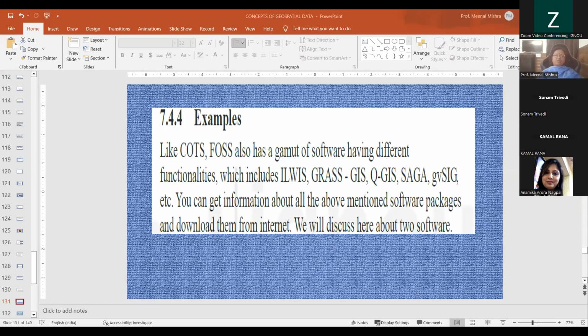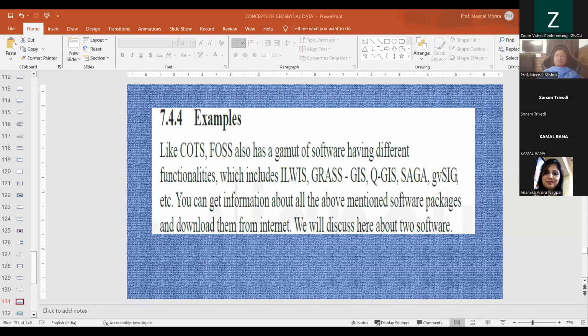Next, we have GRASS. You will be using GRASS also in your exercises. The full form of GRASS is Geographic Resources Analysis Support System, commonly referred to as GRASS. And again, this is free and open GIS software, and it offers powerful raster, vector, and geospatial analysis tools.